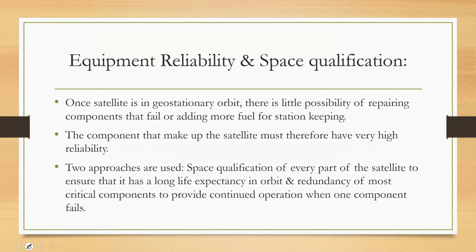Then coming to reliability: since the satellite, once launched, cannot be repaired, it's important that the system is reliable with respect to its components as well. For that we need to do two things. One is rigorous testing, depending on the space qualification for the environment the satellite will be in, and the second is redundancy, that is adding additional critical components, so that you have improved performance even if one component fails.